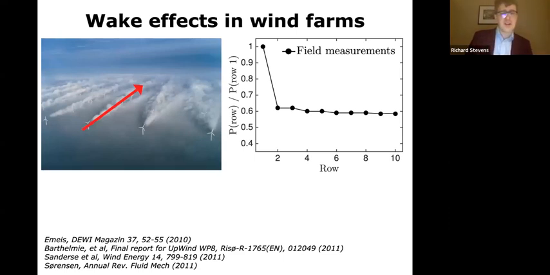So what we see in the picture over here on the left is a wind farm in Denmark. It's the Horns Rev wind farm, and the red arrow is indicating the wind direction in this wind farm. And these clouds that are formed over here are visualizing the wind turbine wakes. So the wind turbine wakes are regions of lower velocity that are created behind these wind turbines. The wind turbines are generating energy, and they are generating this energy by taking the energy out of the wind. So the wind is slowed down in this wind turbine wake over here.